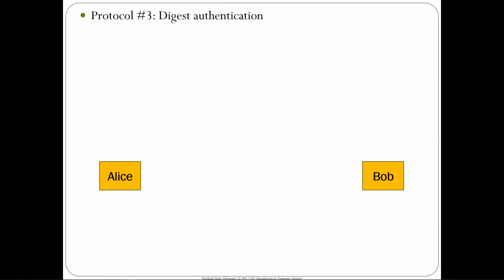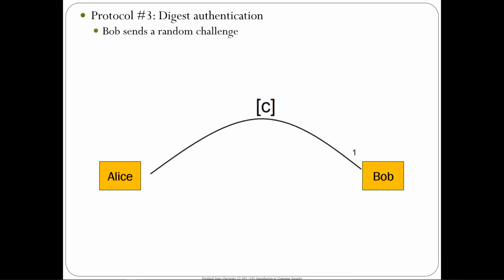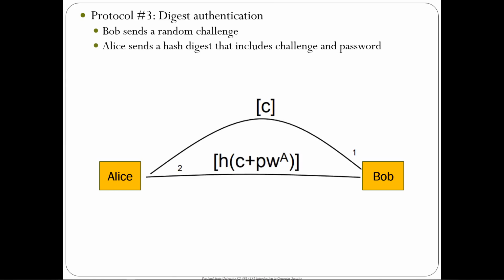This leads us to the third protocol, digest authentication. So how does this work? So Bob wants to make sure that the hash that Alice sends is fresh. That is something that Alice has computed in real time. And so he sends a random challenge. And this is sent to Alice in the clear. And then Alice is going to send a hash digest that includes the challenge and the password together, and then hashed with that well-known hash function. So this is a challenge, and this is the response, is what we're going to label this.